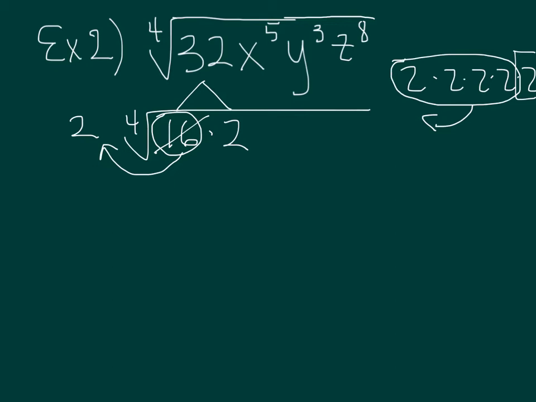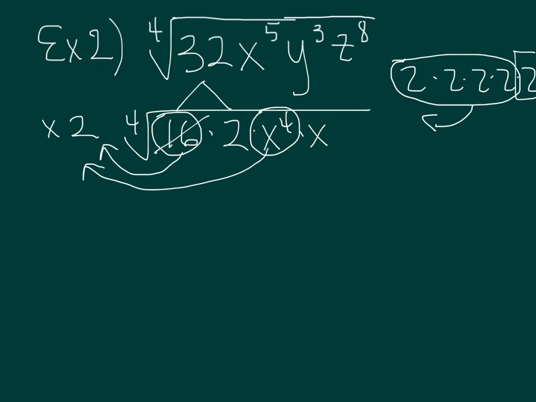Moving on to the x's, I technically have 5 x's in here. X to the 5th is x times itself 5 times. So I could rewrite that as x to the 4th times x. The reason that I chose x to the 4th is because the 4th root of x to the 4th would be x. So this x to the 4th is going to come outside as an x. Okay, I'm just going to group that over there. And then this x has to stay.